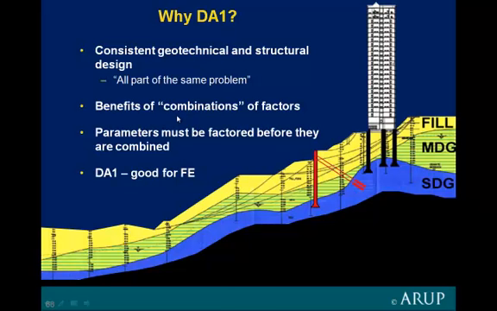There are benefits when you have these sort of combined problems in using two separate combinations. It avoids too much conservatism in the design, and generally the preference in Design Approach 1 is to factor the parameters before they're combined. Again, this is really because it's a much safer system to do that. Finally, Design Approach 1 is good for finite element analysis. Design Approach 2 really can't be used with finite element analysis, so its use for future development seems rather limited.